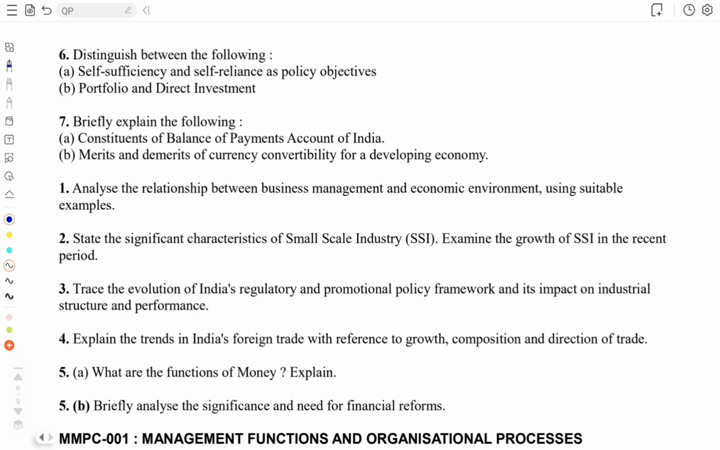Okay. What are the functions of money? Explain. So what are the few functions of money? Primary function, it's the medium of exchange. It is a measure of value. Secondary function is it acts as a store of value, transfer of value, standard of deferred payments. Then we have contingent function, that is maximization of utility, employment of factor inputs, distribution of national income, basis of credit system. All those things you can write down. The next is briefly analyze the significance and need of financial reforms. We've already discussed it. Allocation of resources, improved production, all those things.